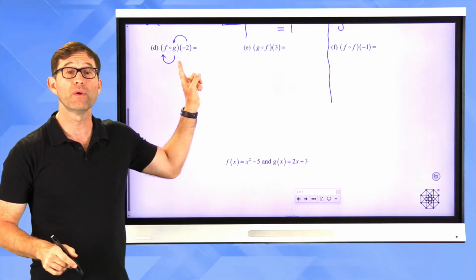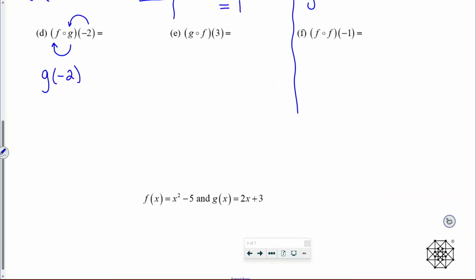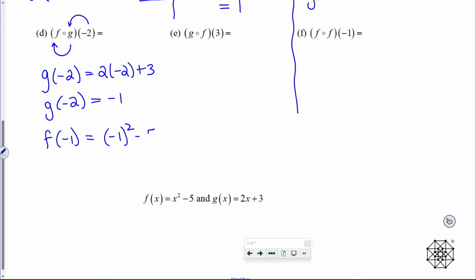The first thing I want to do here is figure out what g of negative 2 is. So g of negative 2 is going to be 2 times negative 2 plus 3, which is negative 4 plus 3, which is negative 1. And then that negative 1 goes into f, and f of negative 1 is negative 1 squared minus 5, which is 1 minus 5, and that's negative 4.